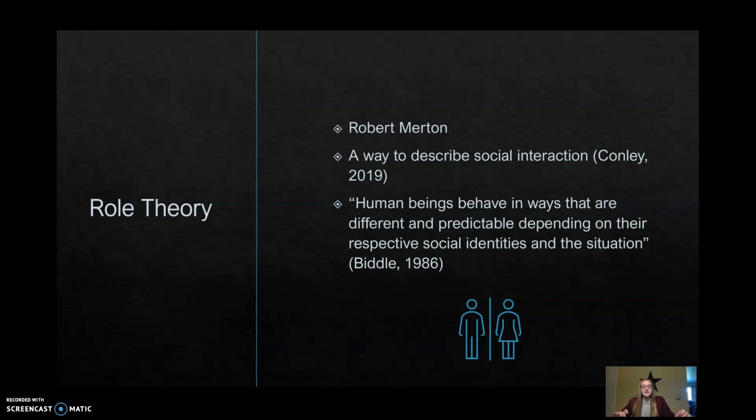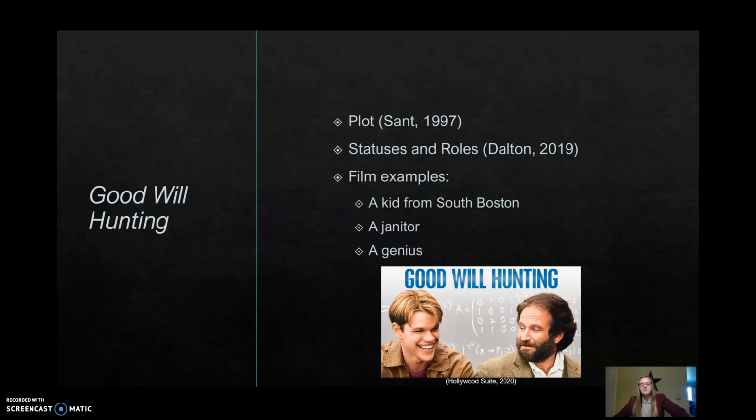The role theory was created by Robert Merton, who is often referred to as a founding father of modern sociology. Dalton Conley, and you may ask yourself, defines role theory as a way to describe social interaction. In the journal Recent Developments in Role Theory, B.J. Biddle defines role theory as concerning one of the most important characteristics of social behavior, the fact that human beings behave in ways that are different and predictable depending on their respective social identities and the situation.